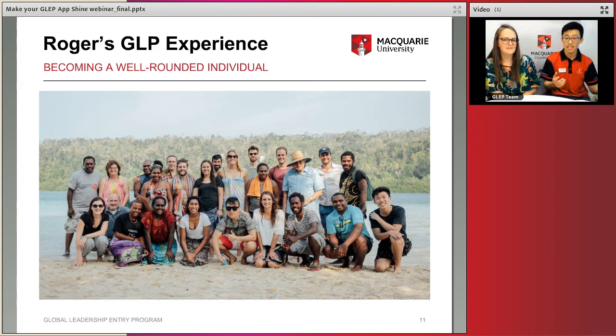So taking those ideas in the colloquium, looking at climate change, and applying them on the ground in this experiential field. So really tying it all together, which is one thing that I really enjoyed about the Global Leadership Program.